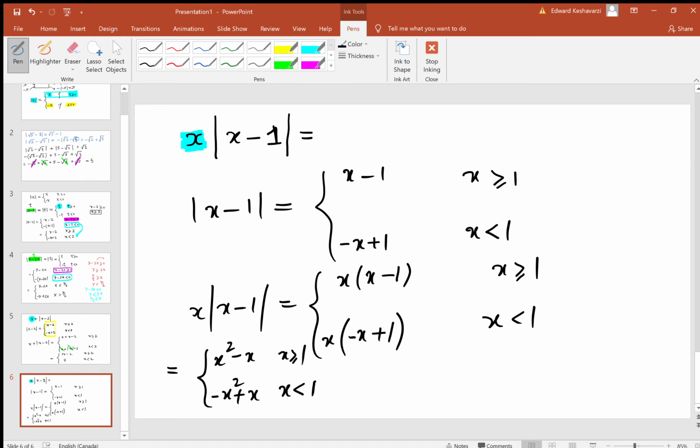Yeah, this is how we change the absolute value to a piecewise function. So if you have an expression outside the absolute value, first you need to change the absolute value to a piecewise function, and then apply that expression. If it is added, you add it to the final answer. If it's multiplied, you multiply it by that expression.